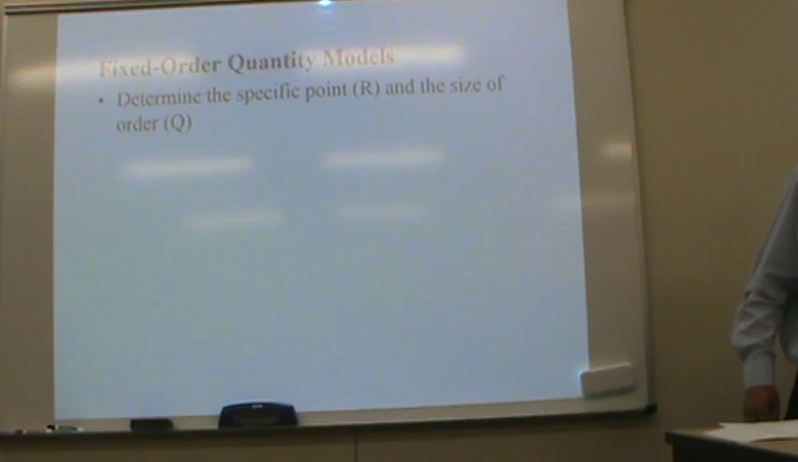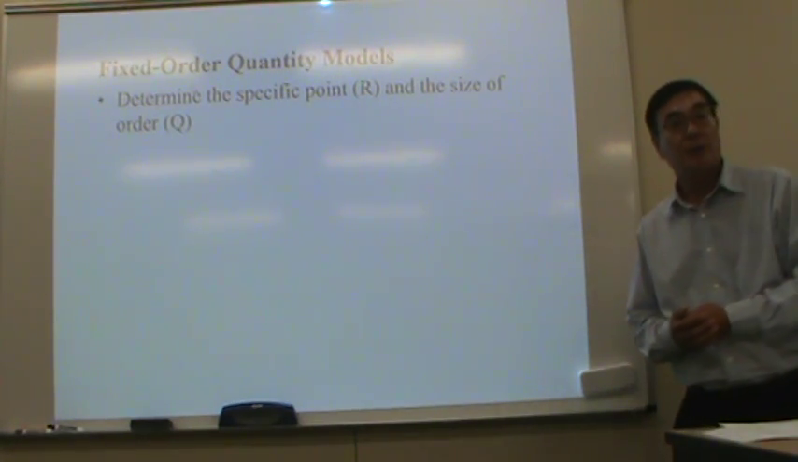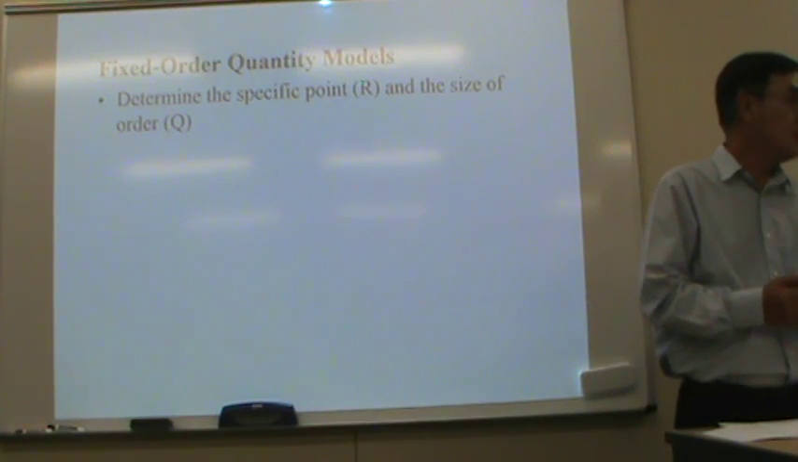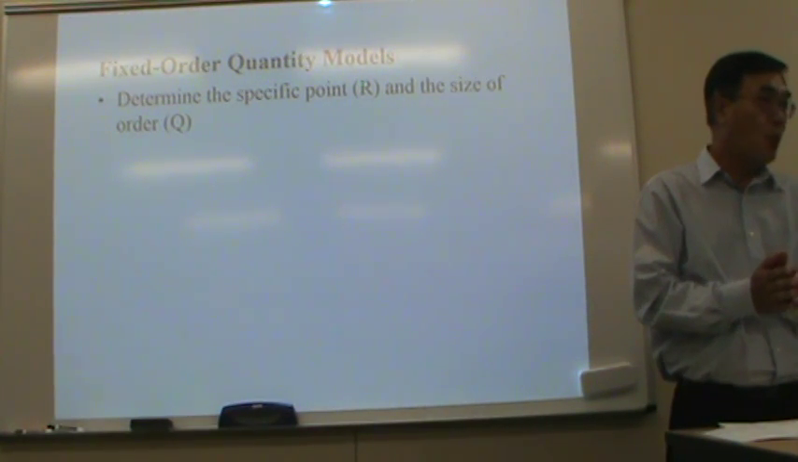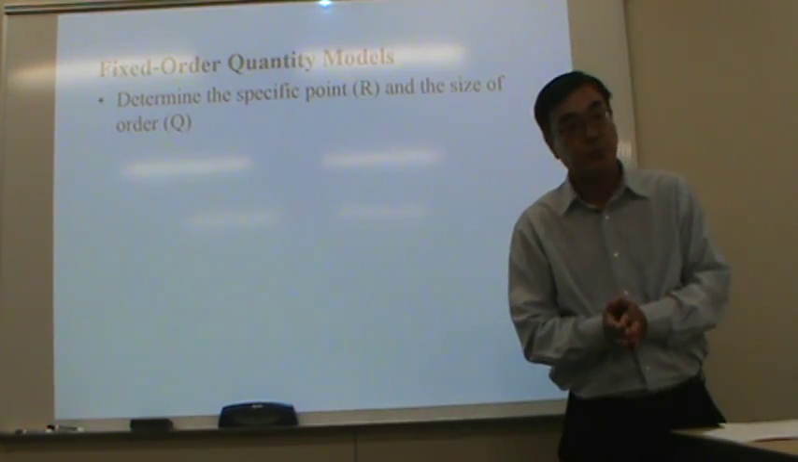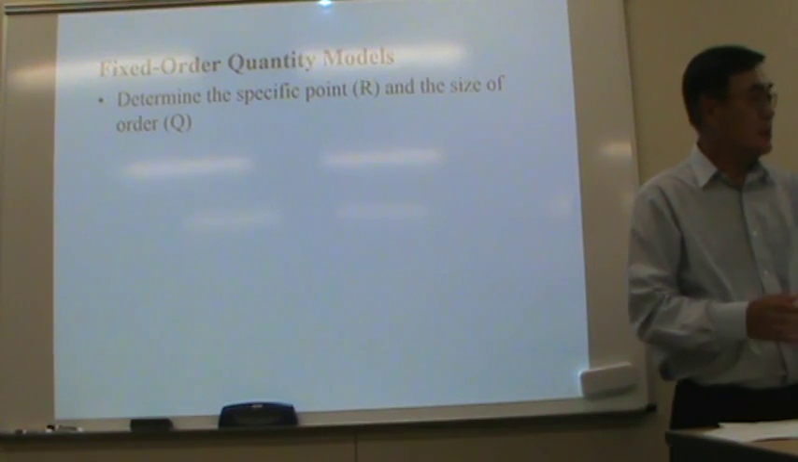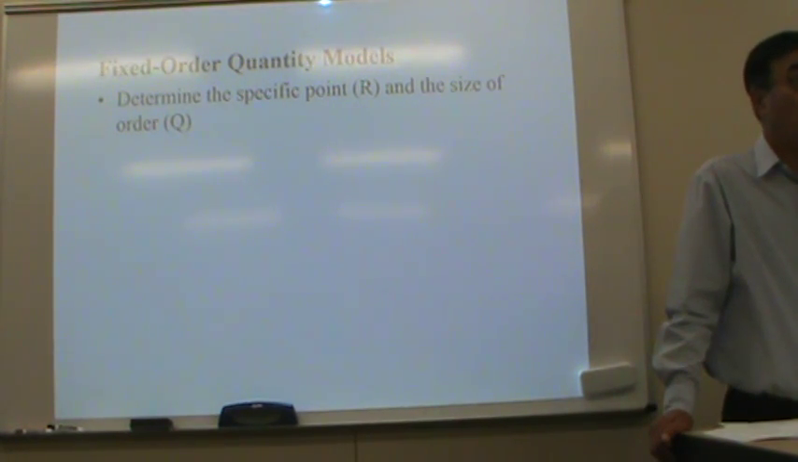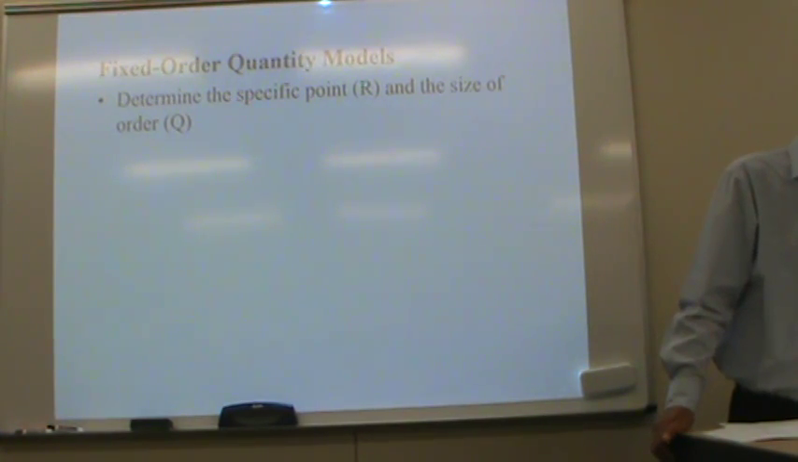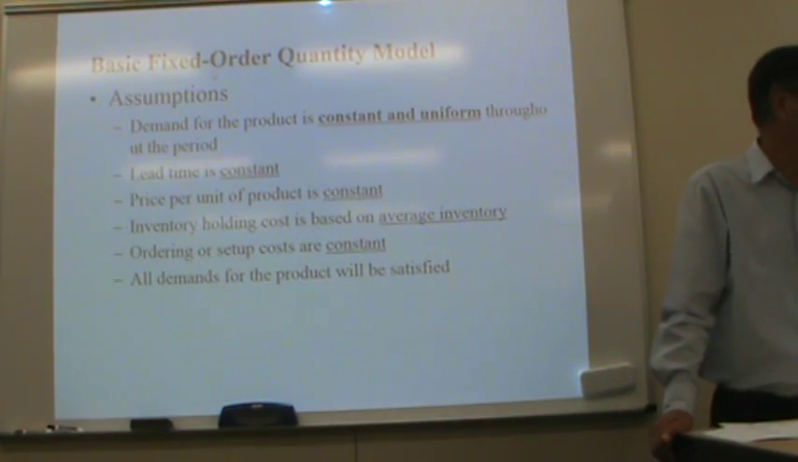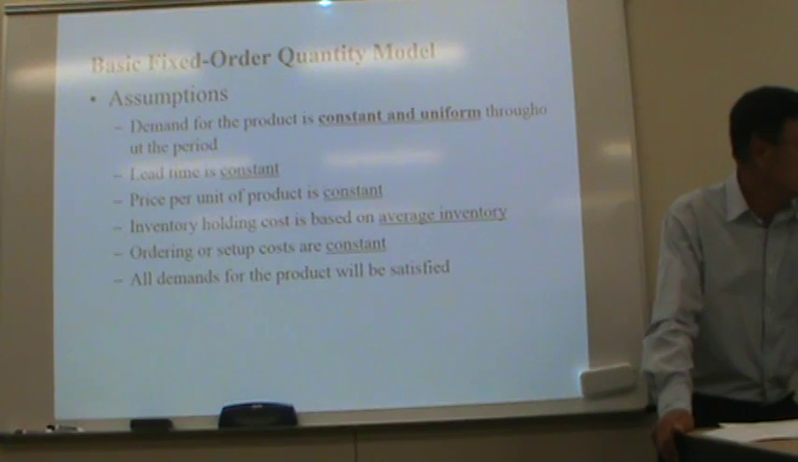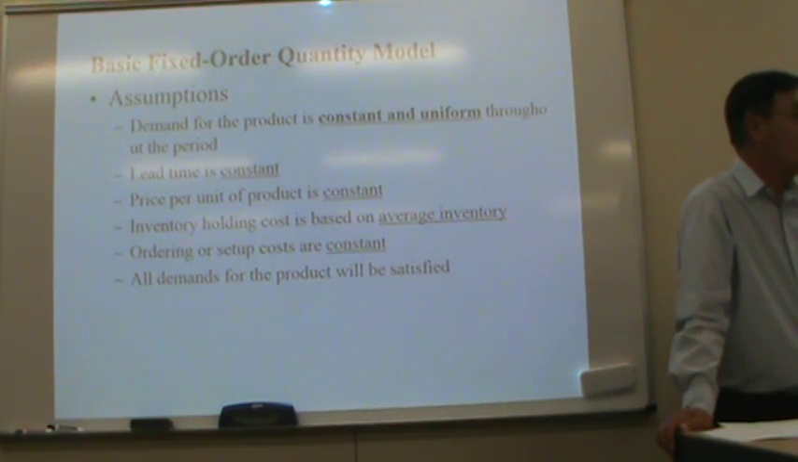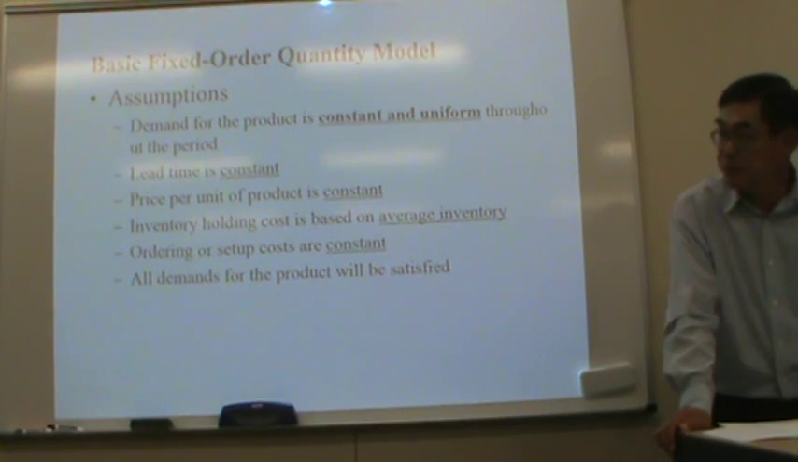Okay, first, the fixed order quantity model, Q model, determines the specific point R, the reorder point. R is the reorder point, and the size of the order is Q. Using this model, we decide the reorder point and the order quantity Q. Basic model, some assumptions. Demand for a product is constant and uniform.